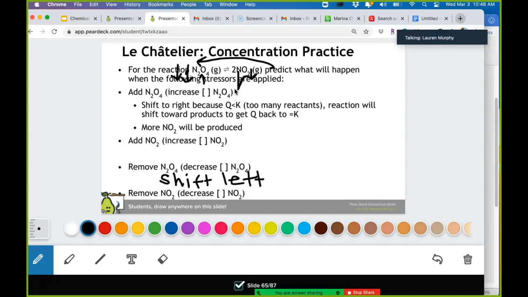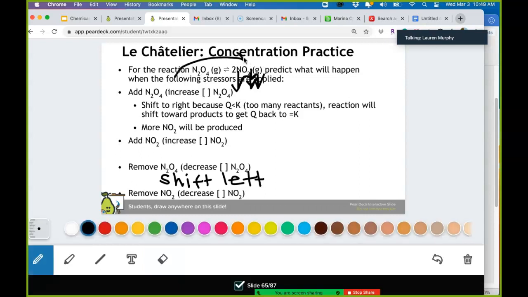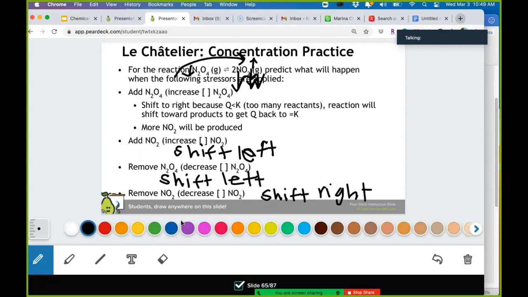What if I remove NO2 or I decrease its concentration? Well, now I don't have enough product. So what's my reaction going to want to do? It's going to want to shift back that way to get some product back, which would require this to decrease in concentration so I can make more of this. So shift to the right or towards the products. Okay.